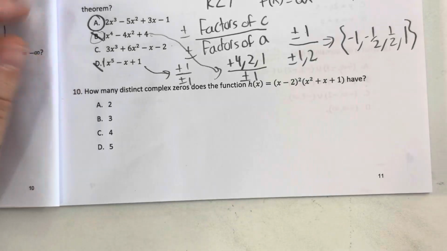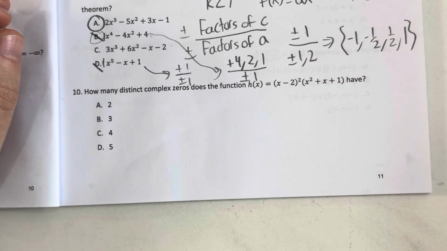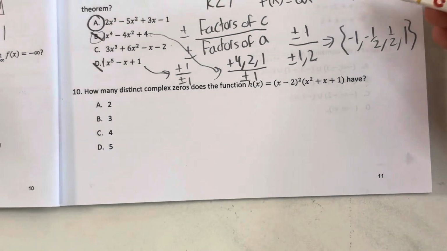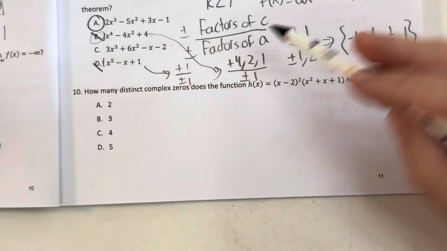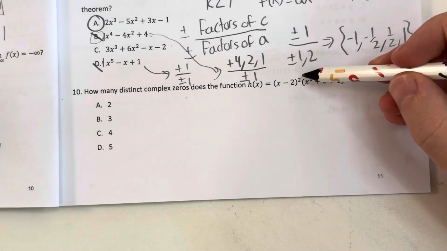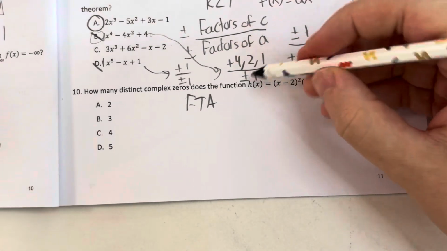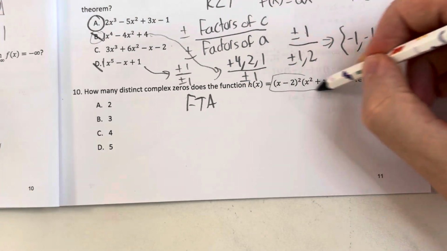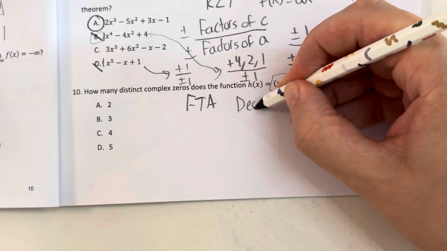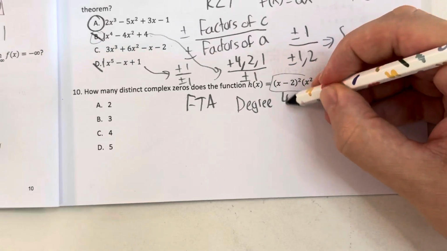Okay. Now here, what do we have here? How many distinct complex zeros? Well, basically this is talking about the fundamental theorem of algebra, which says if something is degree 4, it's going to have 4 complex zeros.